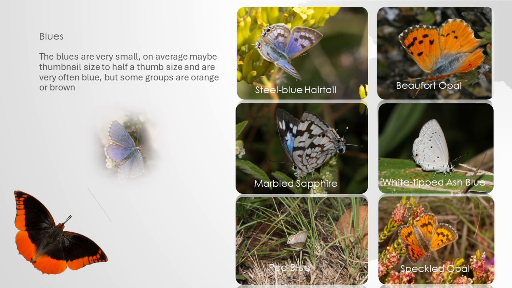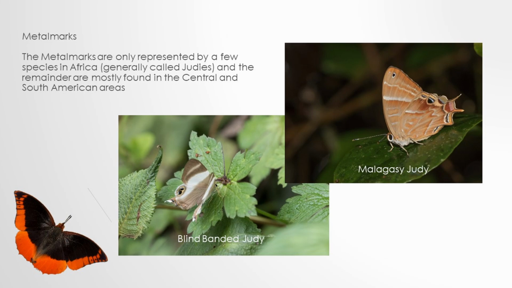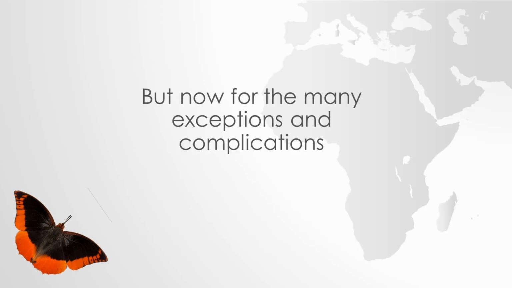The blues are very small, on average maybe thumbnail size to half a thumb size, and are very often blue, but some groups are orange or brown. The skippers are fast-flying, generally cryptic, and of course skips along. Some are crepuscular, meaning they are most active at dawn or dusk. The metal marks, mostly called Judies in Africa, only have a few species in Africa and are mostly found in forested areas. Okay, so now we know a bit about grouping them in a rudimentary fashion. But of course, there are many exceptions and complications.